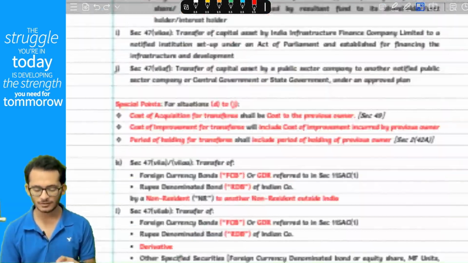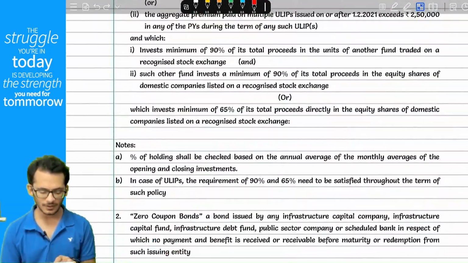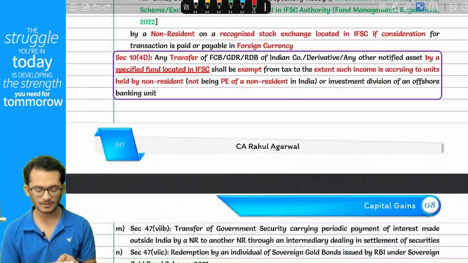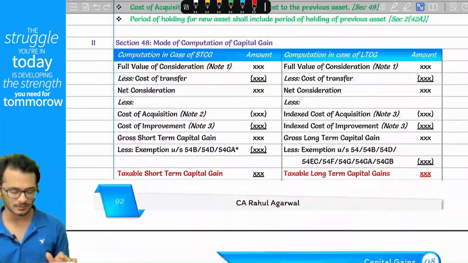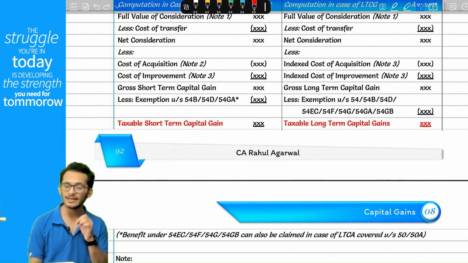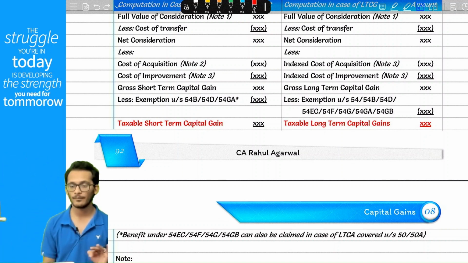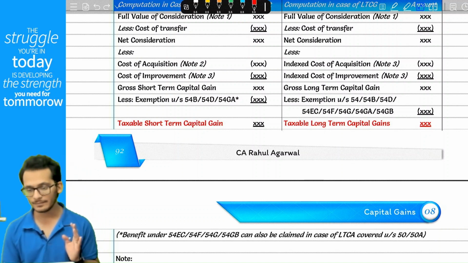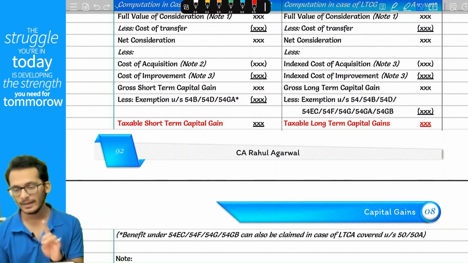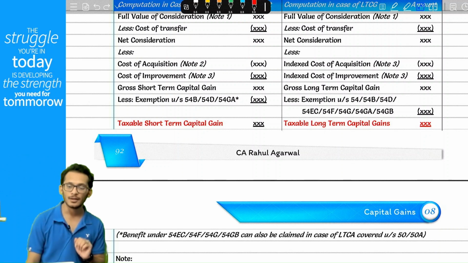Next comes cost of transfer. Income tax says cost of transfer means those kind of expenses which you incur in relation to the transfer. Commission, brokerage, etc. Only one expense is not allowed as a deduction, which is STT. If you reduce this, you will get your net consideration.